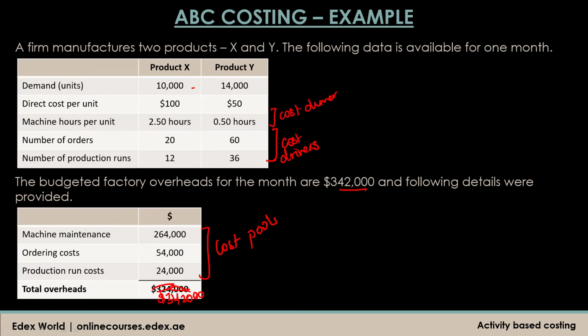For example, if we go back to this, let's talk about ordering cost. $54,000 have been spent when orders were placed. So now you have to see, whenever an order is placed, there's some cost for the organization, and that overall cost for the year is 54,000, or for the month is 54,000. Now you have to see how many orders were placed. So for product X 20 and for product Y 60. So overall 80 orders were placed and the ordering cost for 80 orders was 54,000.